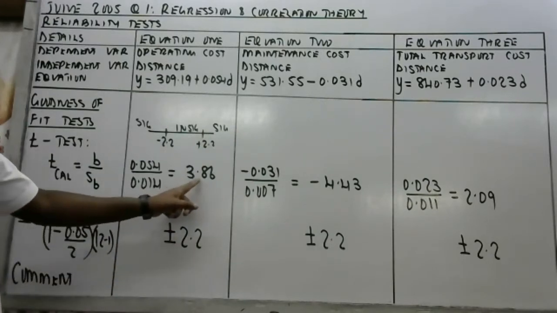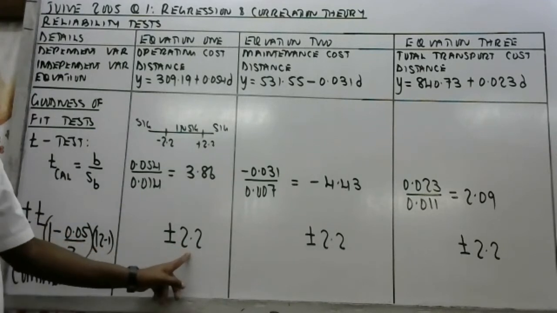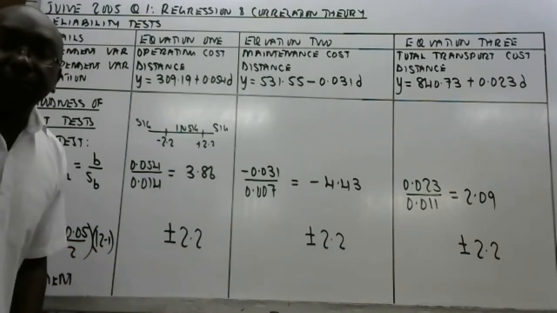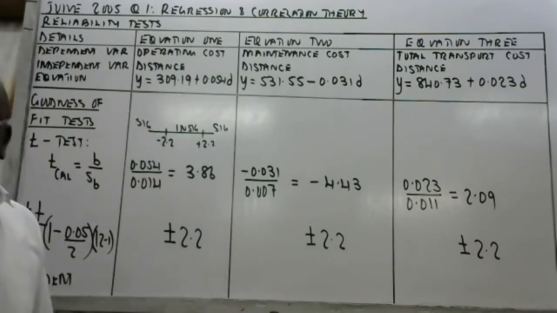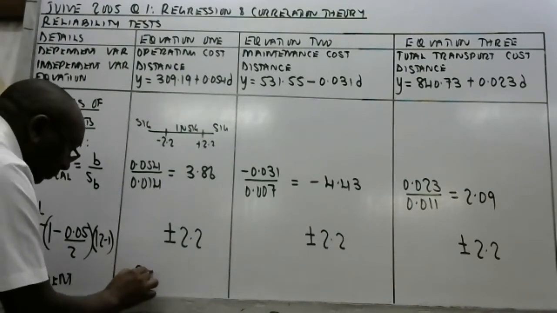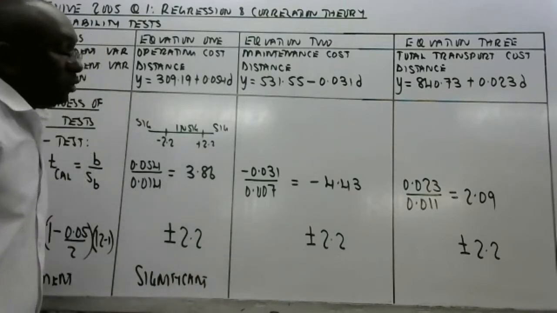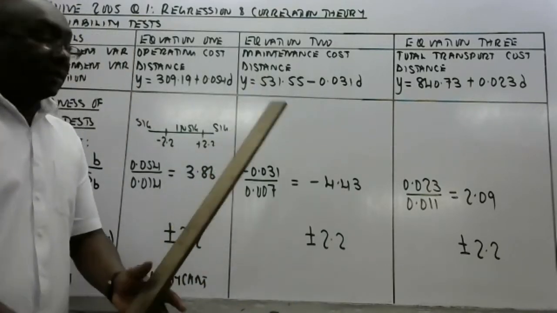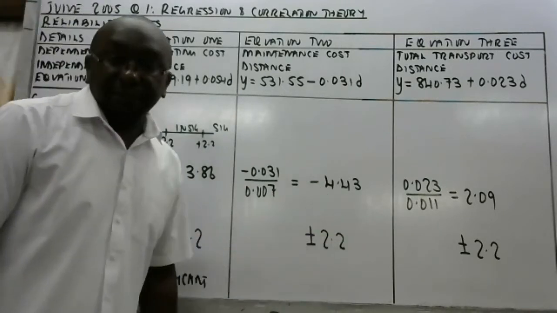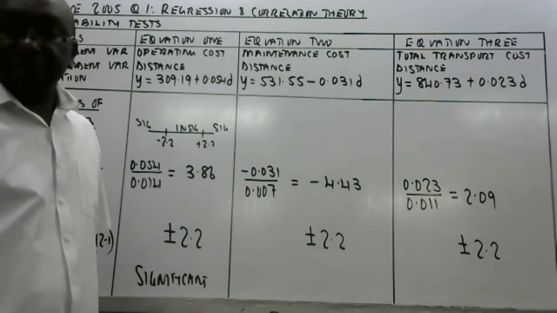So tell me, this 3.86, where is it? Or what do we say? Is it significant or insignificant? What do we say? Yes, Evans, good. This one is significant. Use the same knowledge. Tell me about this one too. Is it inside or outside? So is it significant or insignificant?